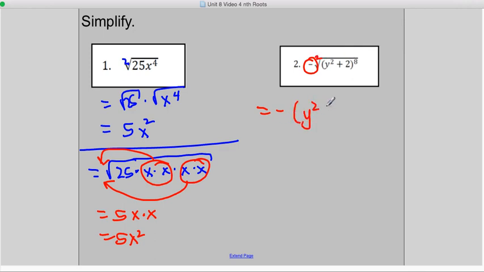So I would have y squared plus 2 to the 4th. Here is what we need to talk about. Some people think you can just go ahead and divide these things by 2. You can't. This is one quantity being taken to a power. At first, it's the 8th. So once you go ahead and divide the 8 by 2, you're done. You only have to do it once. So this would be your final answer.